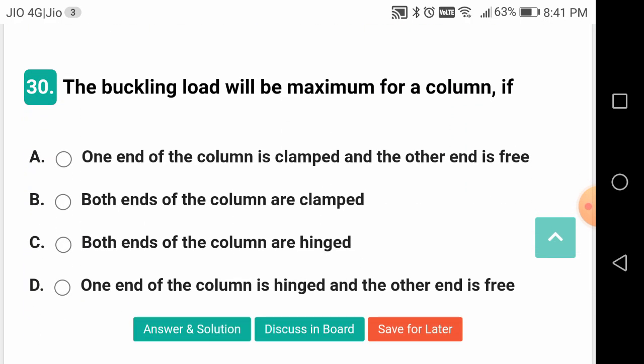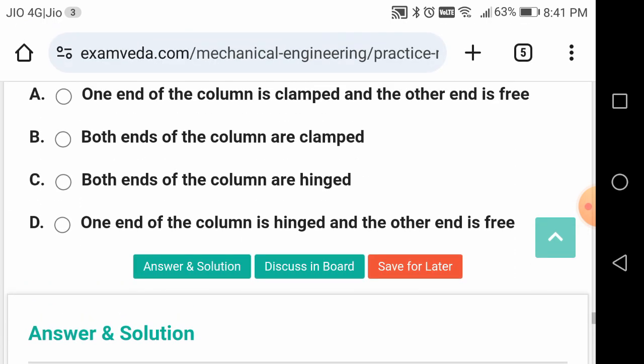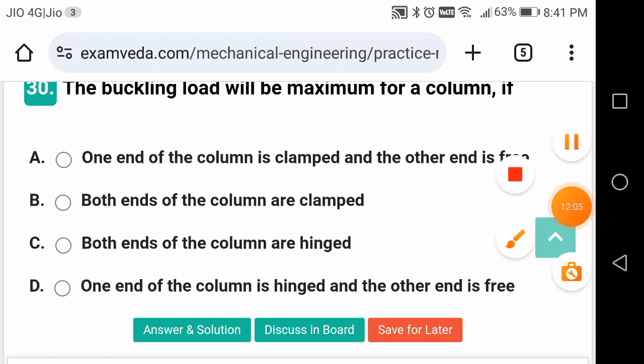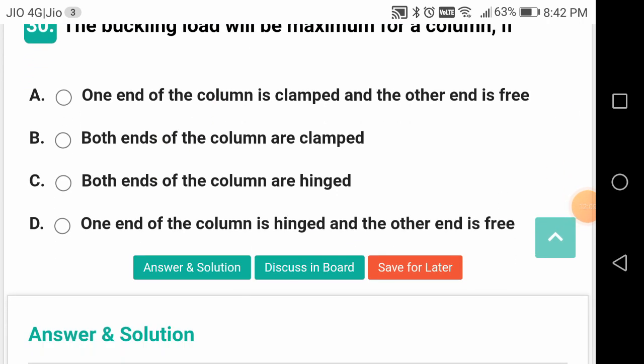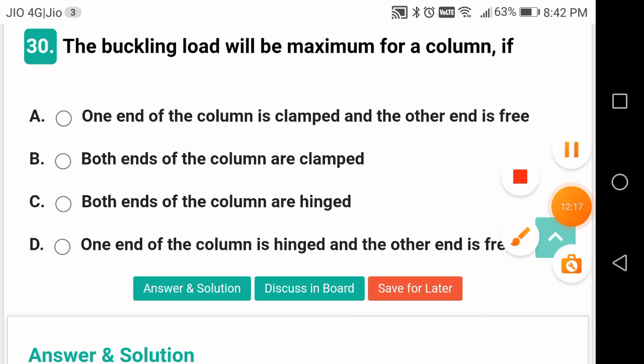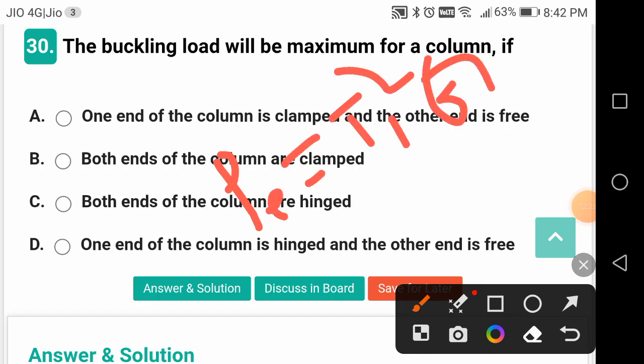The buckling load will be maximum for a column when both ends of the column are clamped. So, what is the formula for that? That is called your buckling load. Euler's buckling load is equal to PE equals pi square EI by L square. Something like that, okay, friends? Just please check it.